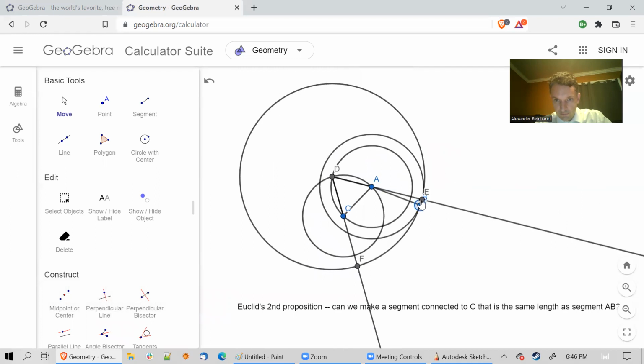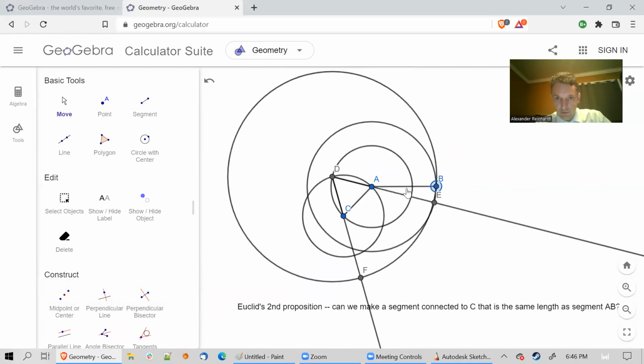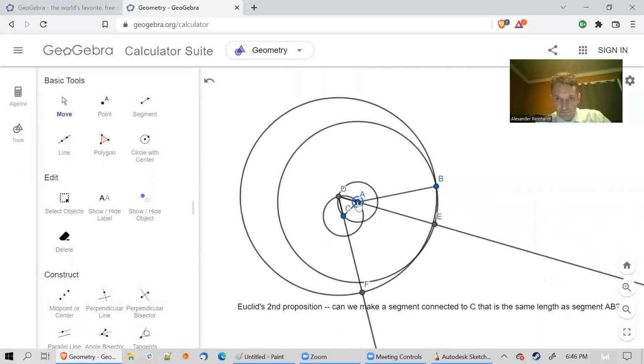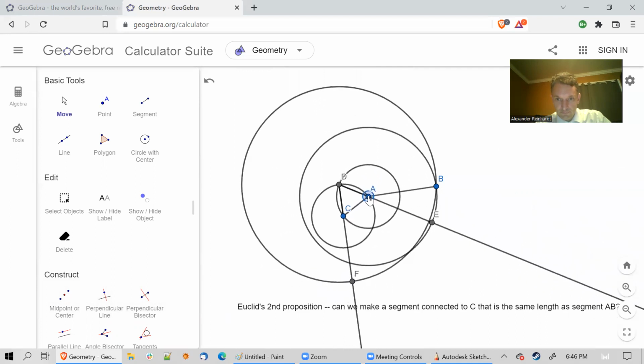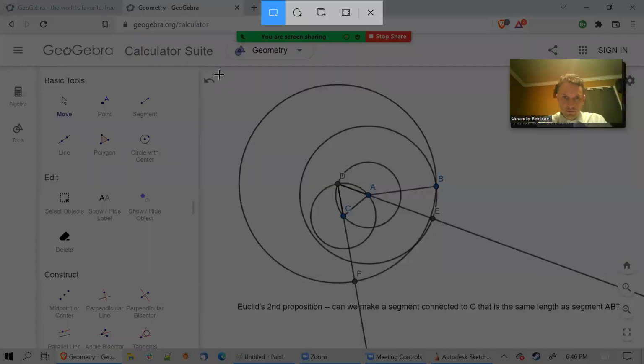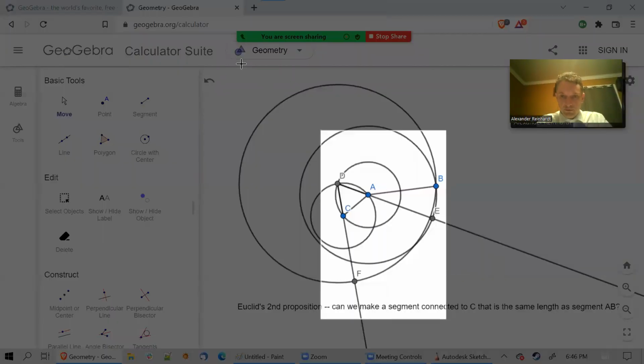And I'm going to move some points around a little bit, so this is just a little nicer to look at. There, that's nice. So I'm going to take a screenshot of this. And we're going to explain why this works.